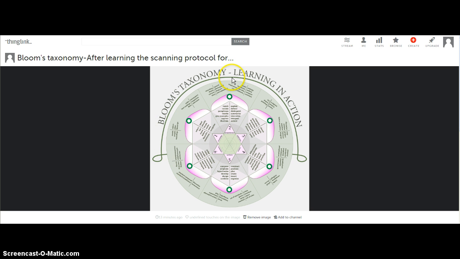So this is Bloom's taxonomy, learning in action in a nutshell, on how we would apply it to a lesson in our classroom.